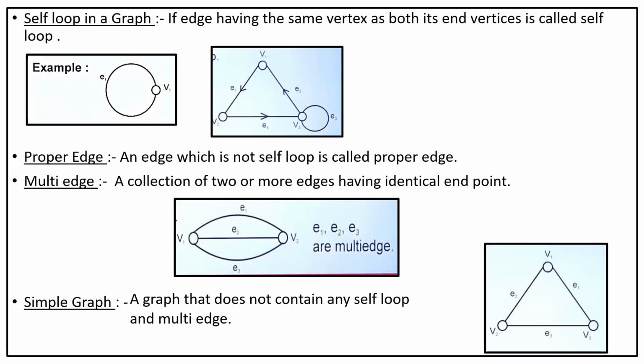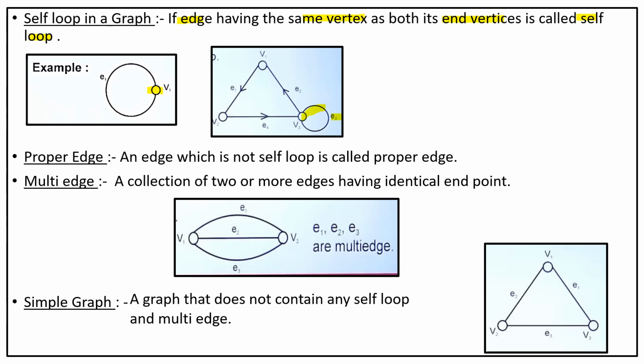Self loop in a graph. An edge having the same vertex as both its end vertices is called a self loop. If we consider this example, we can see that V1, V2 and V3 are the three vertices and E1, E2, E3, E4 are the four edges. If we look carefully at this edge E3, we can see that it is starting from the vertex V3 and it is also terminating at the vertex V3. So this is known as a self loop. An edge which is starting and terminating at the same vertex is called a self loop in a graph.